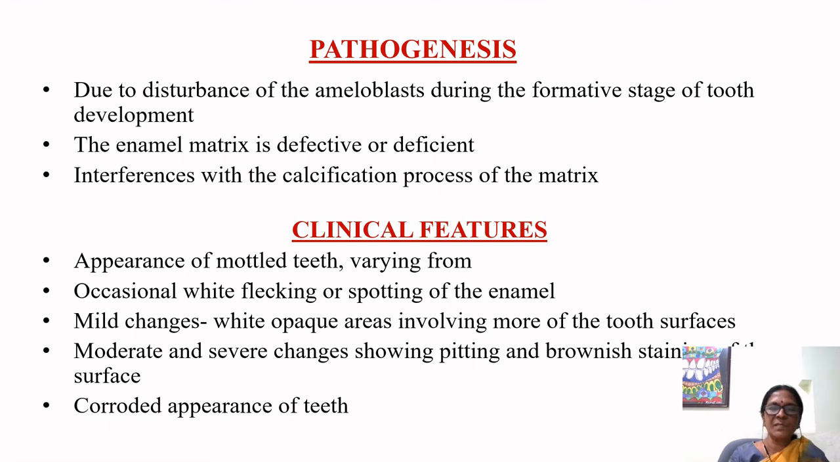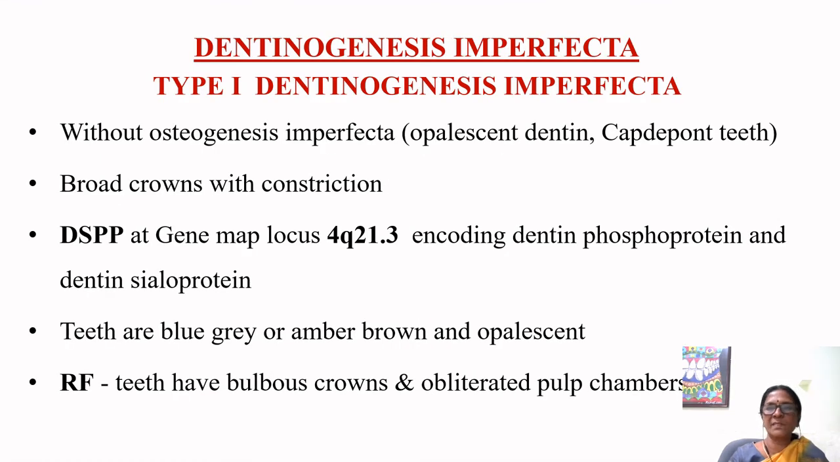Clinical feature: appearance of mottled teeth. Occasional white flecking or spotting of enamel may be seen, or white opaque areas, and moderate to severe changes show pitting and brownish staining, and sometimes a corroded appearance. Next comes dentinogenesis imperfecta.